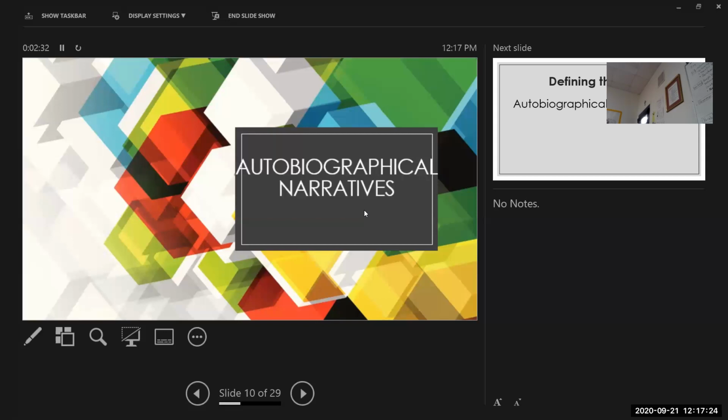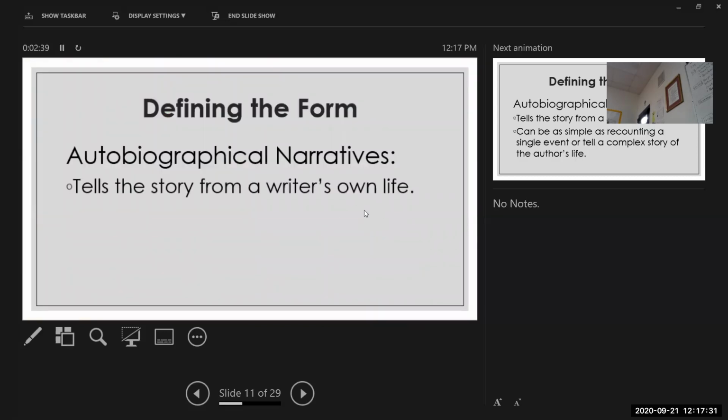so autobiographical narratives, if you were not here on Monday, you need to have a piece of paper out, if not your OneNote, and you need to write this definition. An autobiographical narrative tells the story from a writer's own life, okay? So everybody let's do this. Everybody open your 3-ring binder and turn to your literature tab. If you were here last Monday, you should already have notes that say nonfiction, autobiographical narrative. If you don't have that, do it now, all right? And then you want to write this definition. Autobiographical narrative tells the story from a writer's own life.